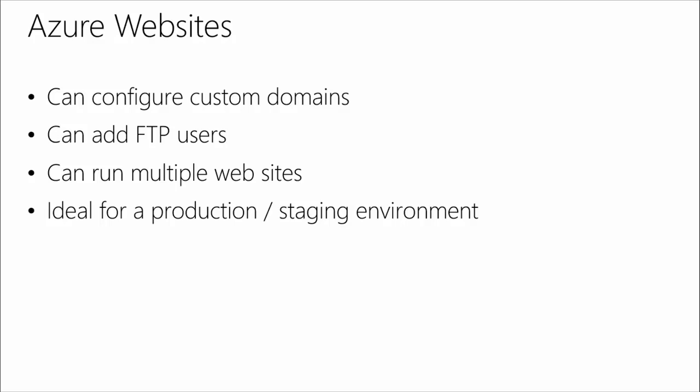So if we look at Azure Websites, there's a bunch of things that you can do. You can configure a custom domain. Let's say you have a custom domain and you want to change the default domain, and we'll show you that process. You can do that. You can FTP to it. Using Azure, you can run multiple websites. And the way that I tend to use it quite a bit is, again, for production and staging environments, where I'll actually have two websites running. One will be my staging environment and a different URL for my production environment. And that way, they live on different URLs.